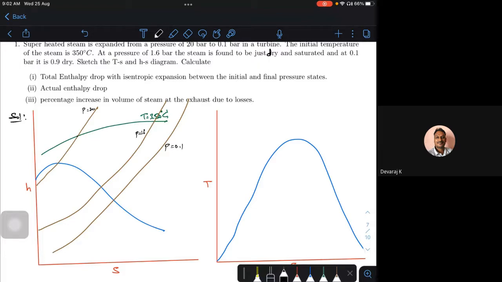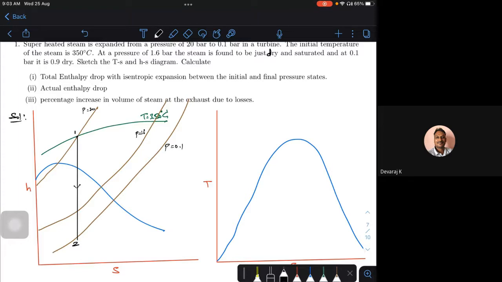Now if I go for isentropic expansion, I have to start with this point and simply drop a vertical line down to the 0.1 bar curve. If we call this the final point, it is point 2. Somewhere in between, it's found to be dry saturated. That's an in-between condition there.